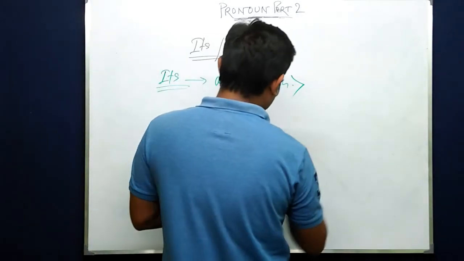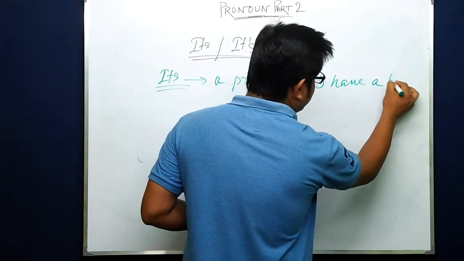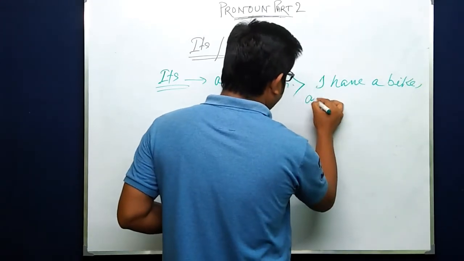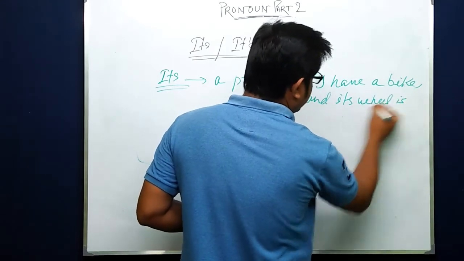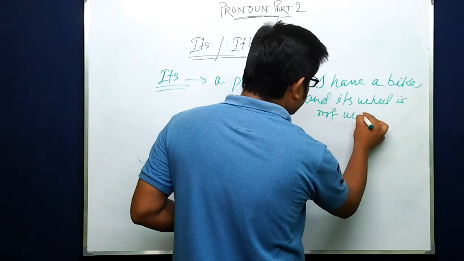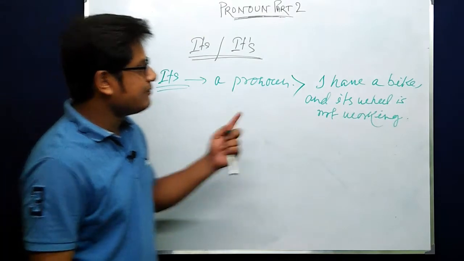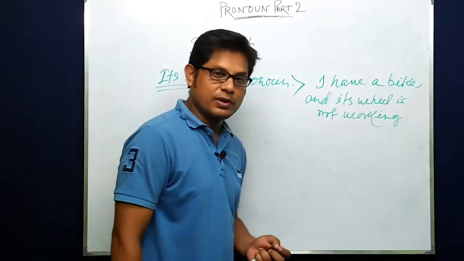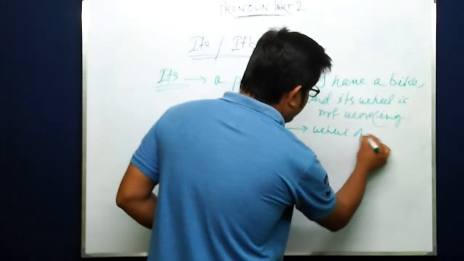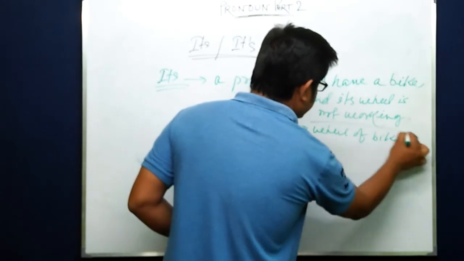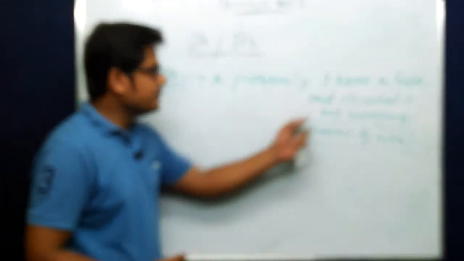Suppose you write, I have a bike and its wheel is not working. That means the wheel of the bike, isn't it? So it's a pronoun, a possessive pronoun. It means in this way.